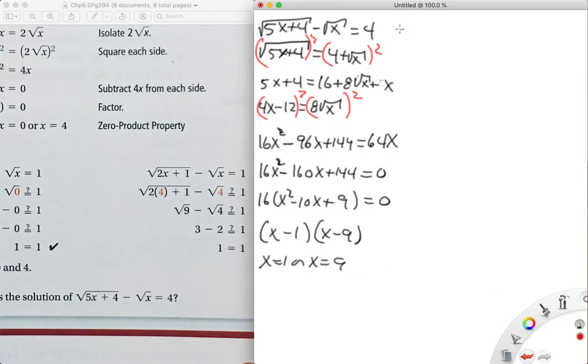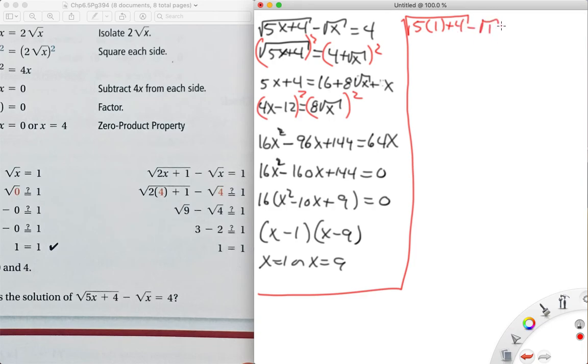And the only way to find out is to check, y'all. Alright, so let's plug it in, let's do 1. So the square root of 5 times 1 plus 4, minus the square root of 1 should equal 4. 5 times 1 is 5. 5 plus 4 is 9. The square root of 9 minus the square root of 1 should equal 4. The square root of 9 is 3. 3 minus 1 is 2. And 2 does not equal 4, so this is a no-go.